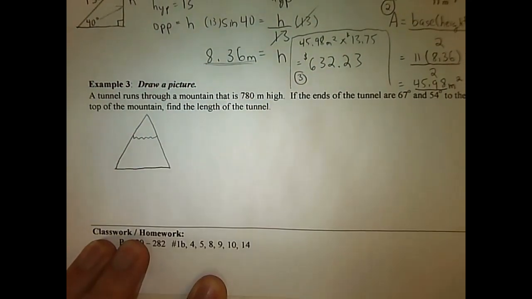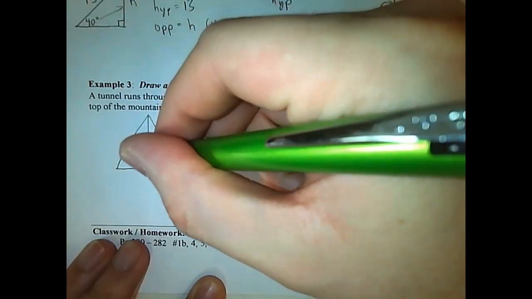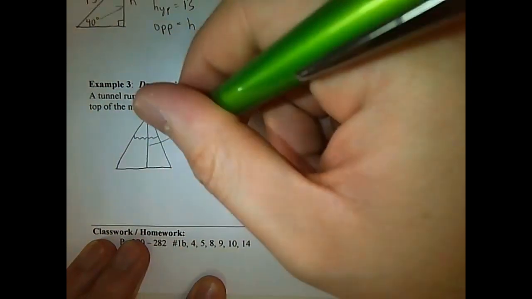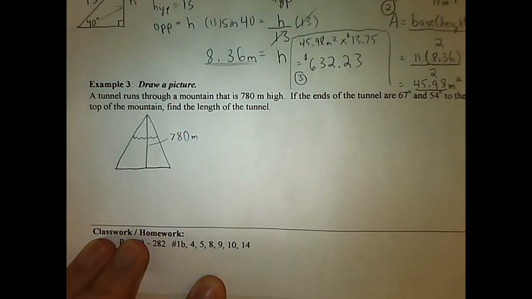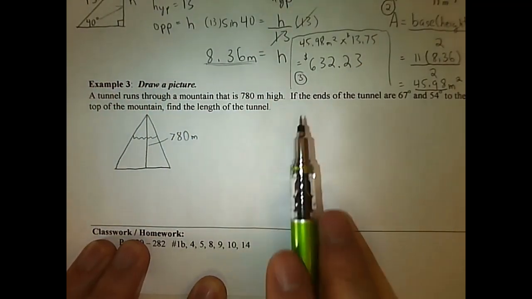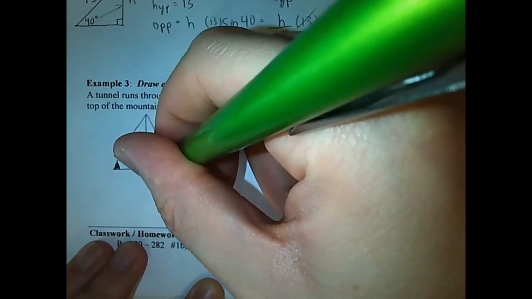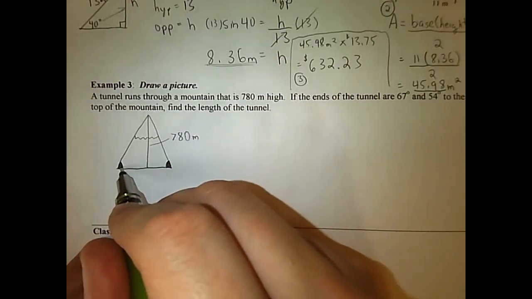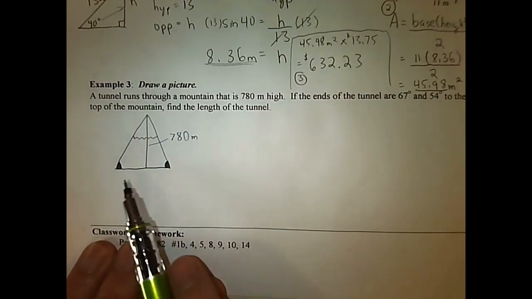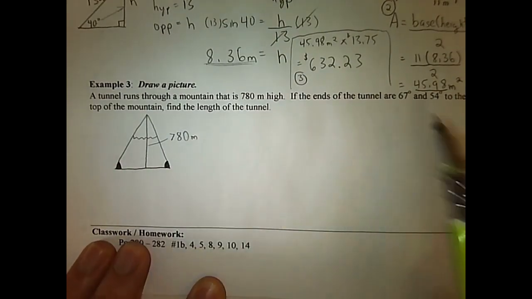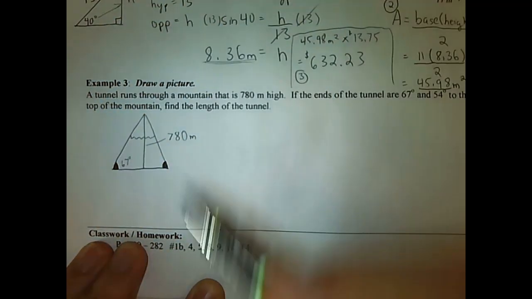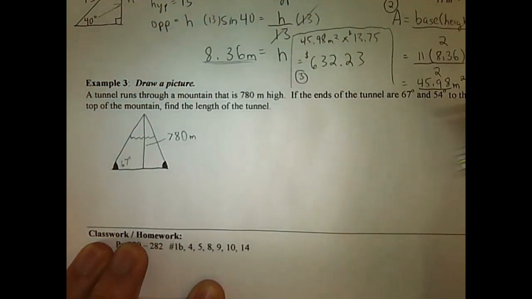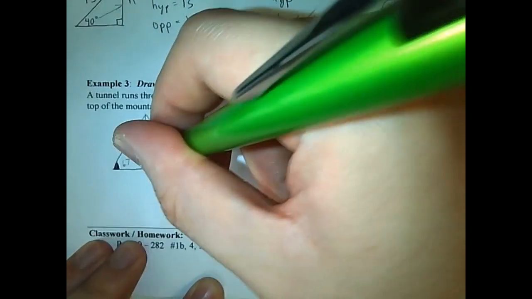And it says the height of the mountain, from the top to the bottom, is 780 meters. Then it says if the ends of the tunnel, well, there's a tunnel going through, so let's put some tunnels going through each side. If you're like, I don't know how to draw those tunnels, I just drew part of a circle. So if these are the tunnels, they said the angles of these tunnels, the first one is 67 degrees to the top of the mountain, and the other one is 54 degrees to the top of the mountain.